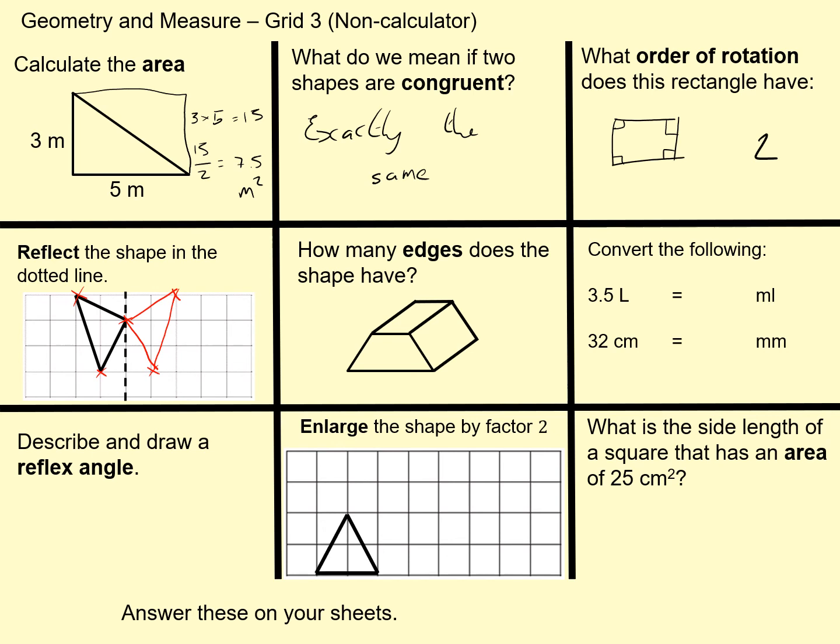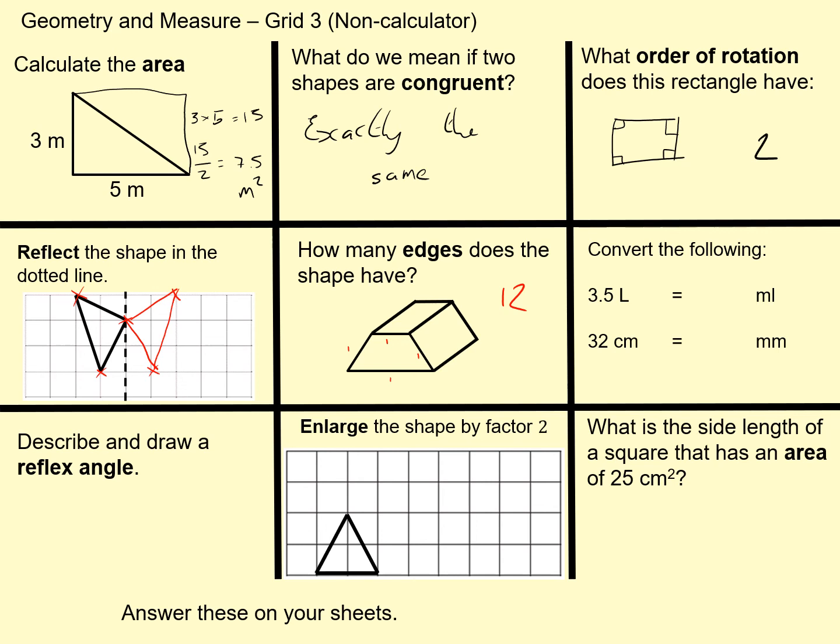Next up, how many edges does this shape have? Now remember, that's a 3D representation. It's only 2 dimensions on the page, but represents a 3D object. So think of it as, on the front part of the shape, you've got 1, 2, 3, 4 edges, which means you must have 4 on the back, and you've got 4 connecting front to back. So that's 3 lots of 4, so that's going to be 12 edges.